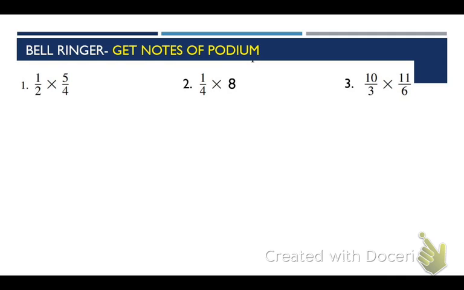All right, so let's do the first problem. What is 1 times 5? 5. What is 2 times 4? 8. Can you reduce that? No. So the answer is 5/8.